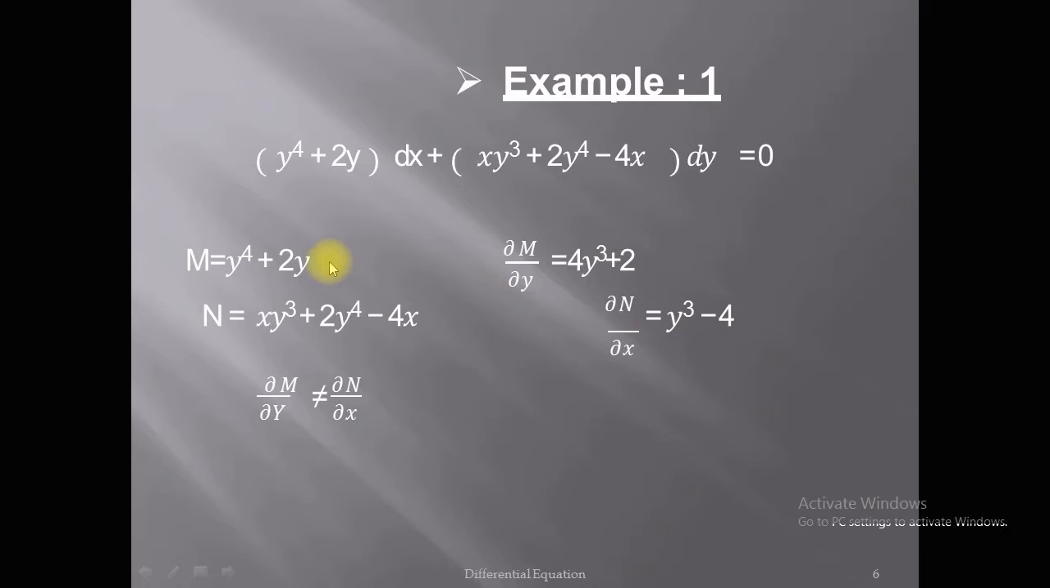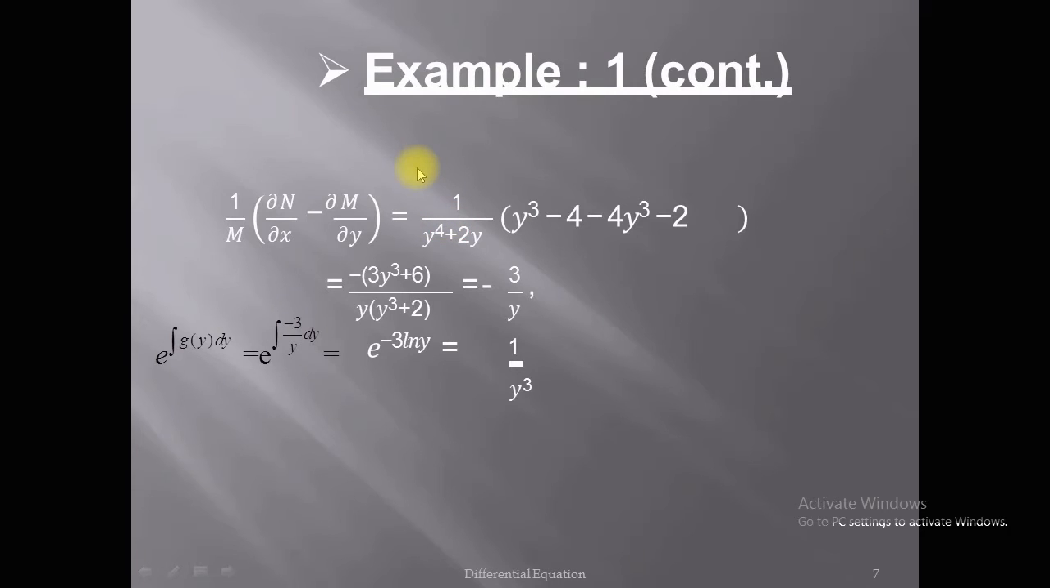Dear students, note that this is the partial derivative of M with respect to y, 4y^3 + 2, and this is the partial derivative of the N function with respect to x, which is y^3 - 4, and these two are not equal. So this differential equation is non-exact.